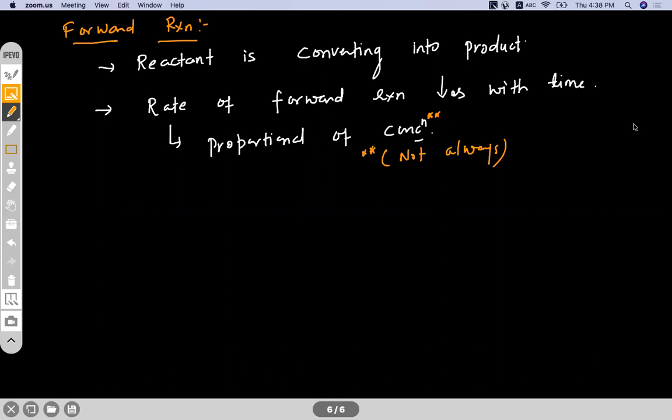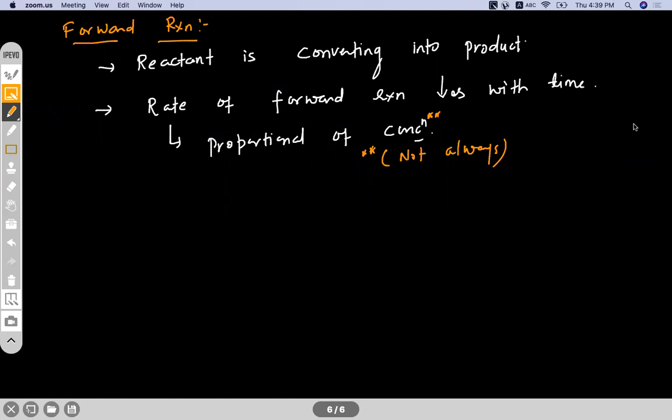No, that's not the reason why. Let it be. I won't discuss all these things here. We have one more chapter, chemical kinetics. There we'll exactly understand the relation of rate and concentration. We have one term over there, order, that you need to understand. Let's not go over there, not required here in this chapter.